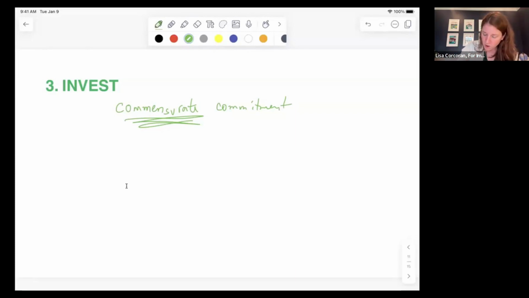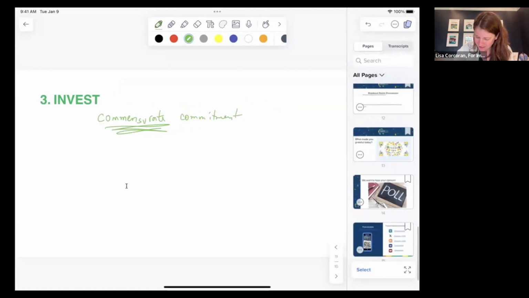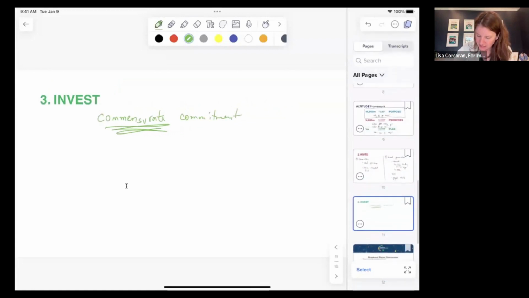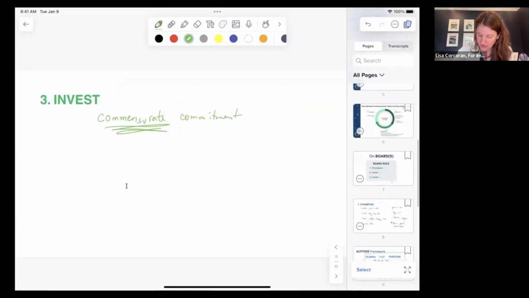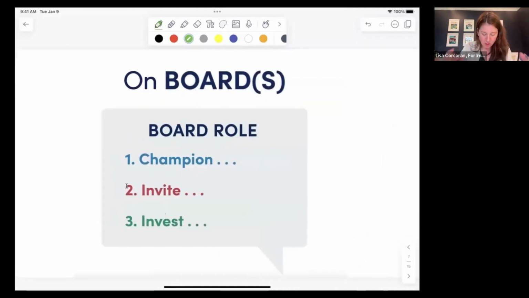But I really want to just emphasize the importance of thinking about all three of these roles: champion, invite, and invest. I believe if you can come up with a customized plan for each board member around how they can champion the organization, how they can invite others to get involved, or help us think of people or funders, and then how they could invest, and sit with them one-on-one, I think that's the best practice for sure.